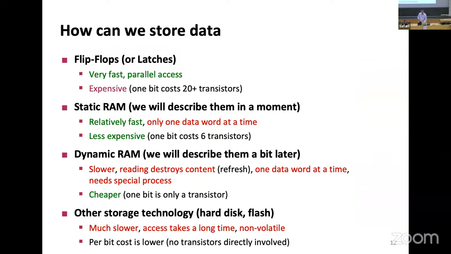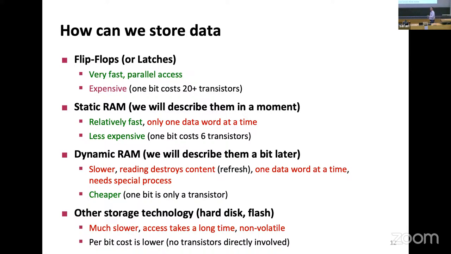So, what else do we have? Well, a lot of you are used to it by now that you have these little SD cards, USB sticks, NVMe disks, SSD, solid state drives.